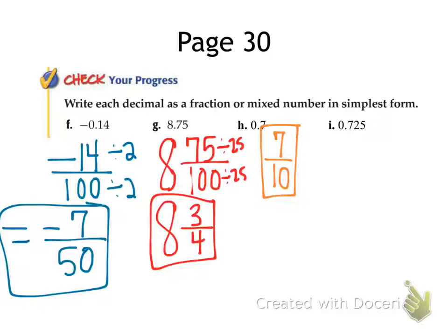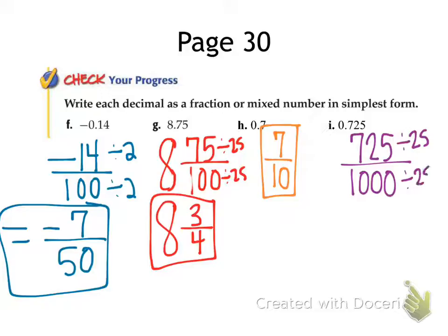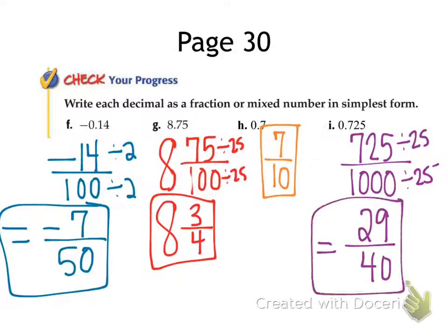All right, and I, this one goes past the hundredths place. It goes to the thousandths place. So I've got 725 over 1,000. I can divide that by 25. When I divide by 25, I get 29 over 40, which cannot be reduced any farther, and therefore that is your answer.